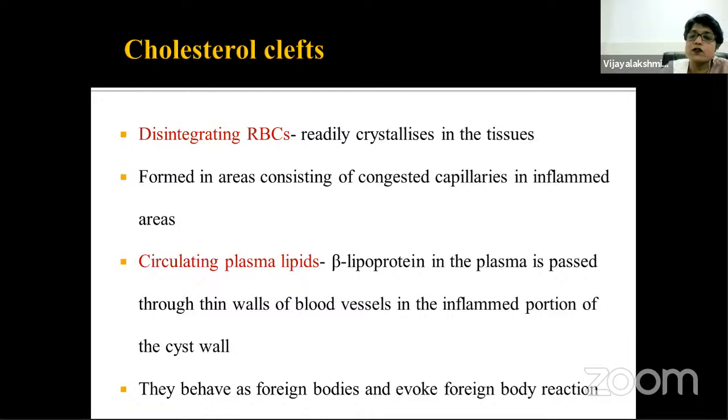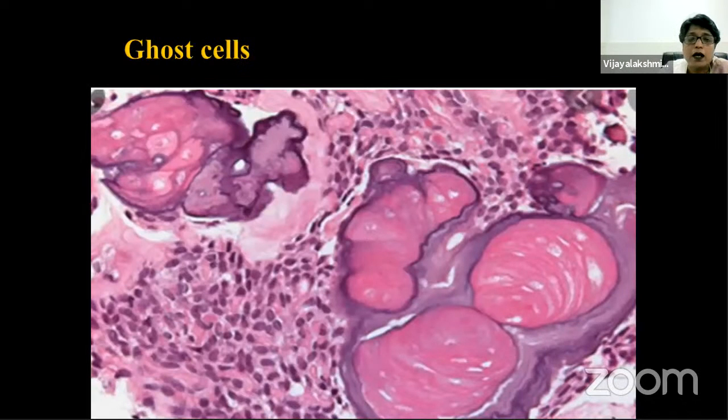It's not necessary that you always find cholesterol clefts within the connective tissue wall. At times they might migrate into the cystic lumen also. Whenever they are present in the connective tissue wall, they tend to evoke a foreign body reaction. Now, ghost cells, these are a pathognomonic feature of calcifying epithelial odontogenic cyst, and they are specifically present in the epithelial cells. But sometimes you might see ghost cells subepithelially also, in the connective tissue. Again, when they are present in the connective tissue, they have a tendency to evoke a foreign body reaction.